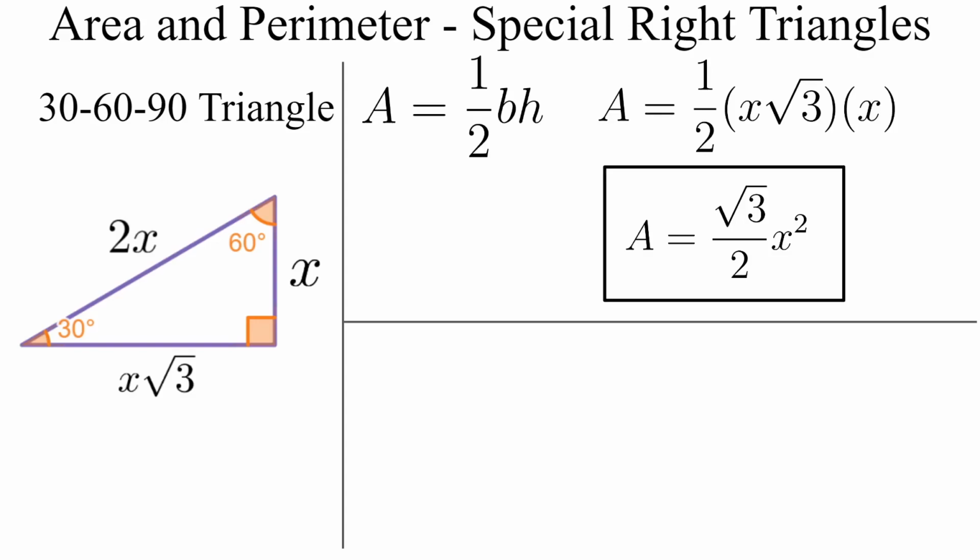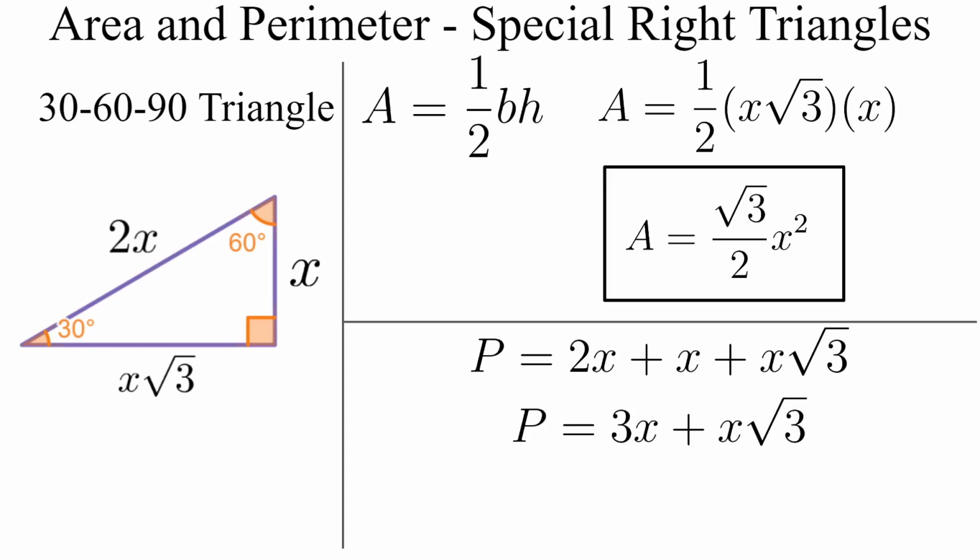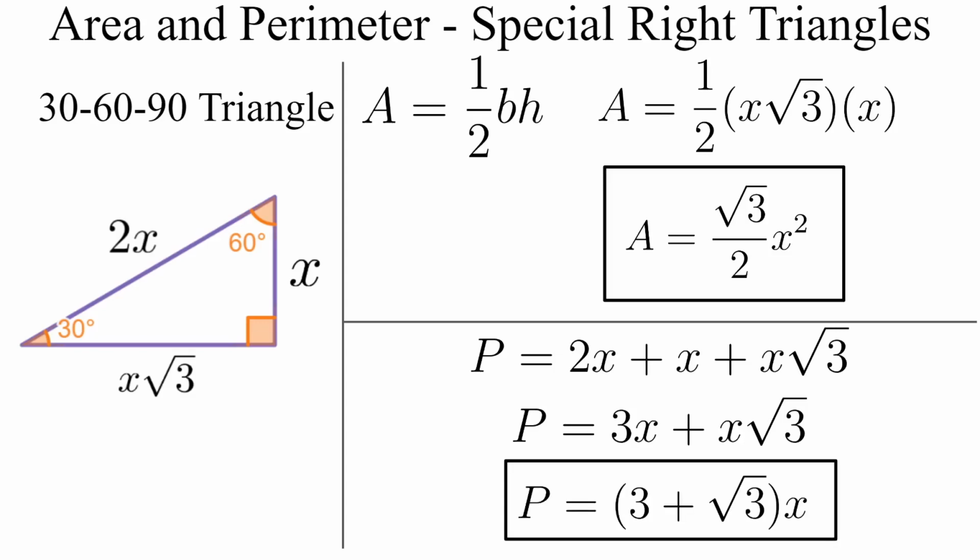For perimeter, we add up all the sides. So 2x plus x√3. We can combine the like terms, so we get 3x plus x√3. And now we can actually factor out the x because both those terms have an x. So we get perimeter equals (3 plus √3) times x.